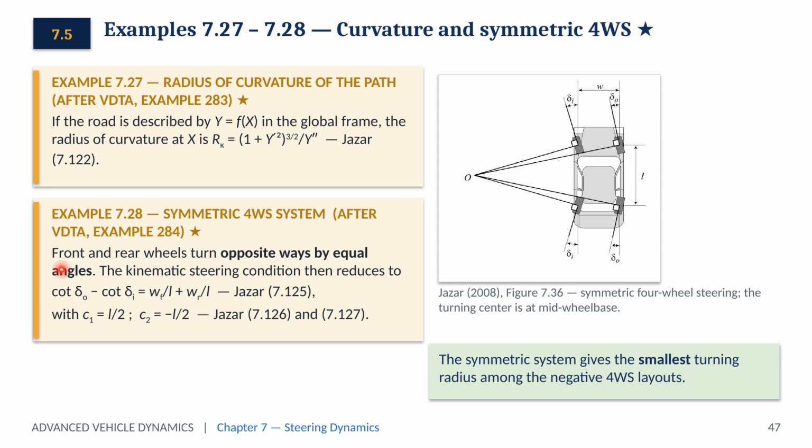Example 728 treats a symmetric 4WS system, where front and rear wheels turn opposite ways by equal angles. The kinematic condition then reduces to equation 7125, with C1 equal to half the wheelbase and C2 to minus half of it. The turning center sits at mid-wheelbase, and this layout gives the smallest turning radius.